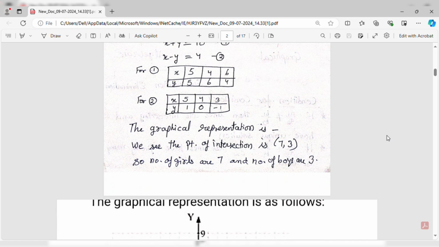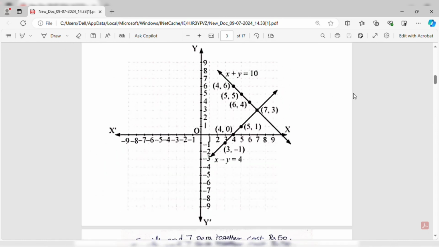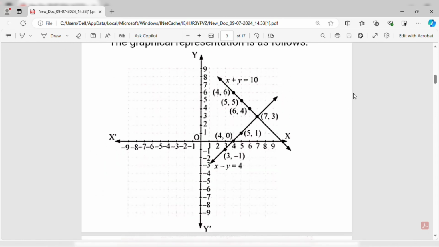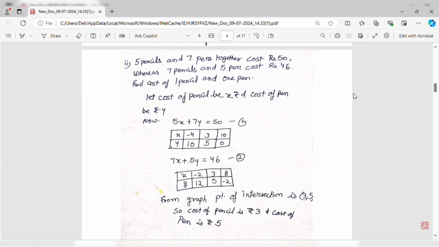After finding the points which will satisfy both equations, we will plot both lines on the graph paper. Like you can see, we will plot these points and then the point where these both lines meet is 7, 3. This means our x coordinate is 7 and y coordinate is 3. So we will get the number of girls as 7 and the number of boys would be 3.